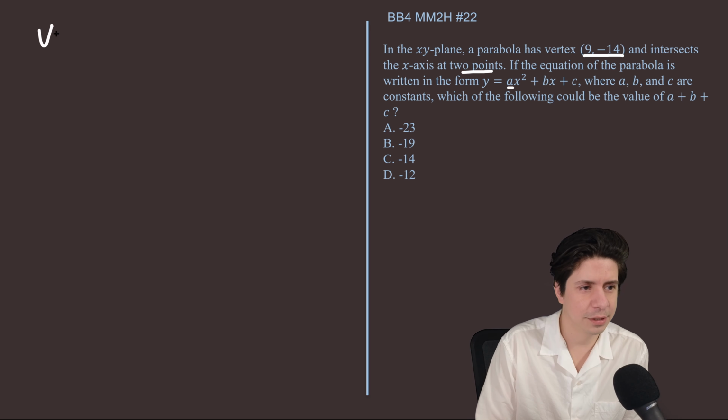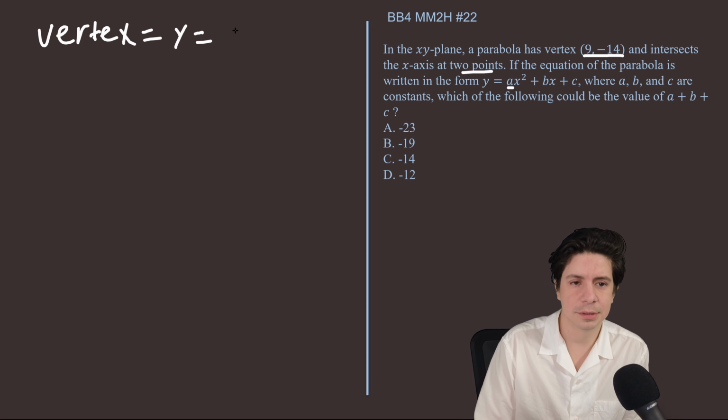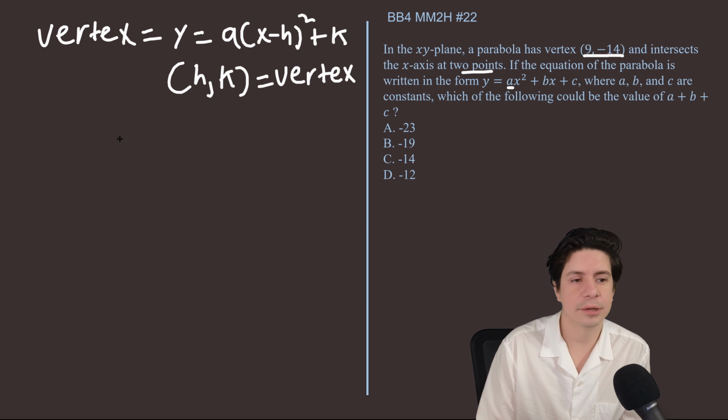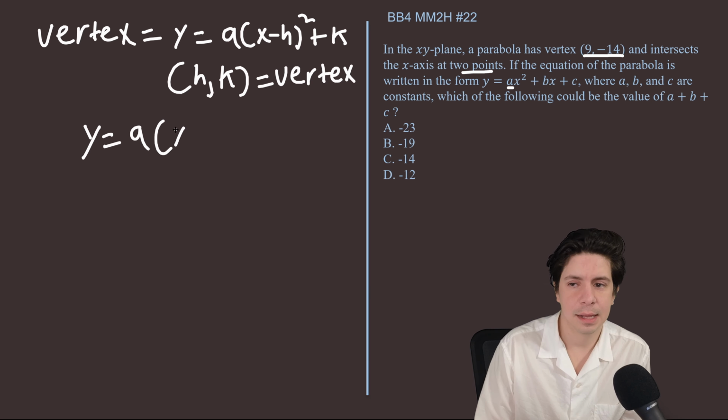Vertex form of an equation that's a parabola is y equals a, which is sort of like the slope change, times x minus h squared plus k, where h comma k is the vertex. So here we're going to have y equals a, which we know is positive, times x minus 9 squared minus 14.